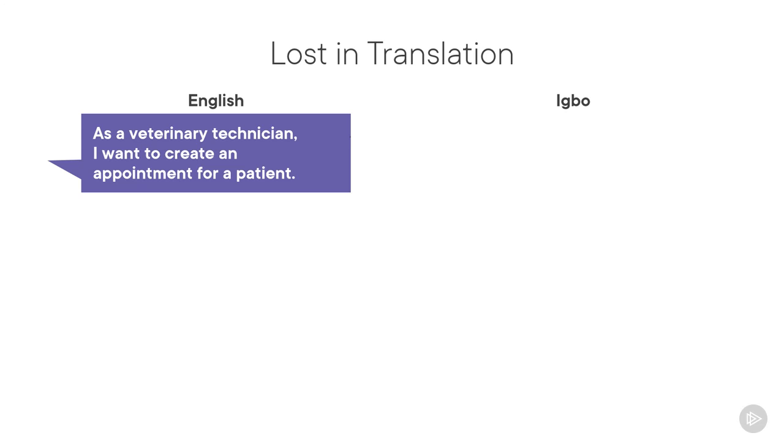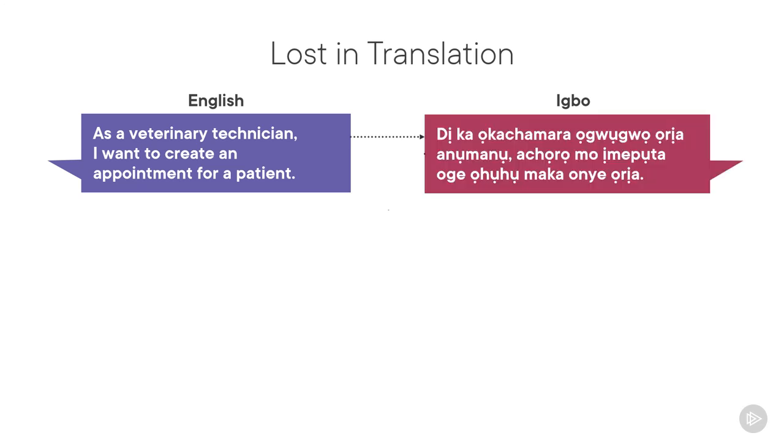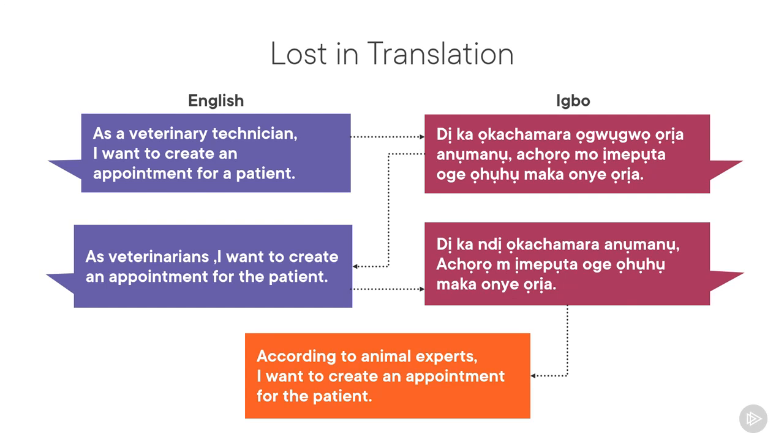Here's an example of a user story for our sample system about creating appointments. We have a lot of developer friends in Nigeria, so we thought it would be fun to try out Igbo for our translation. We used a website to translate between English and Igbo a few times, and in the end, the user story has changed just enough to create confusion. Translation software is pretty good these days, and we were hoping for a more humorous result, but according to animal experts, it's close, but not the same as a veterinary technician.